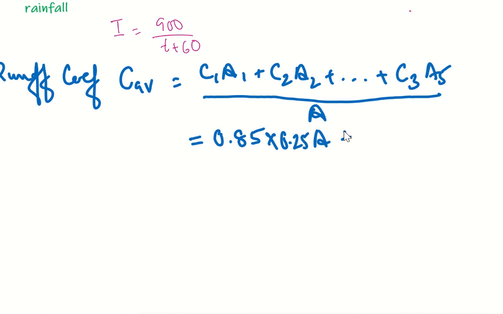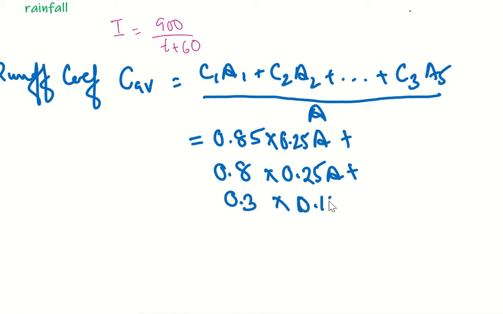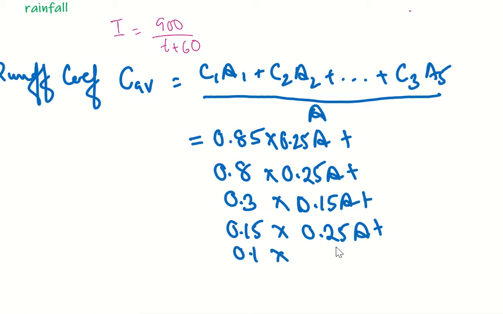0.25 A, plus what is C2 A2? Here the runoff coefficient is 0.8, into again the percentage weightage 0.25 A, plus the next one is 0.3 as the runoff coefficient into weightage 15%, so 0.15 A, plus the next one 0.15 as the runoff coefficient into weightage 25%, so 0.25 A, and the last one is 0.1 as runoff coefficient into 10% weightage, 0.10 A, whole divided by total area. What is total area? Total area is A.